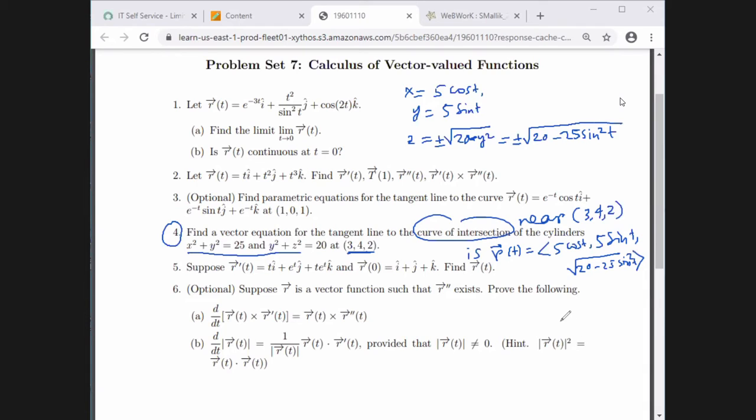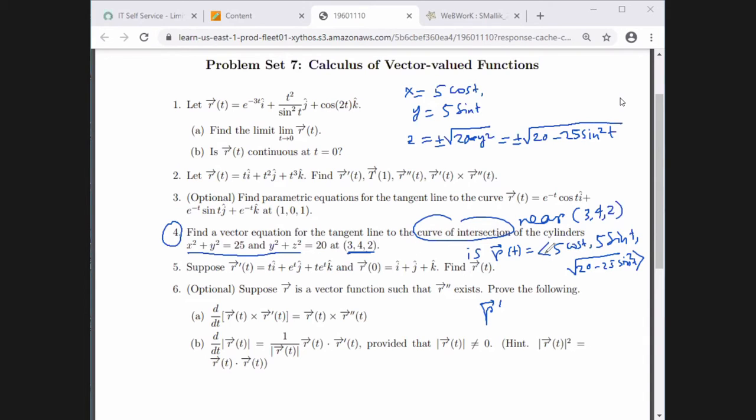This is one way to do it, but remember the tangent vector is what? The tangent vector is r prime, isn't it? So that means you have to take the derivative, and then you have to plug in 3, 4, 2. But the problem is, for what value of t is this going to be 3, 4, 2? Do you see that's the problem?